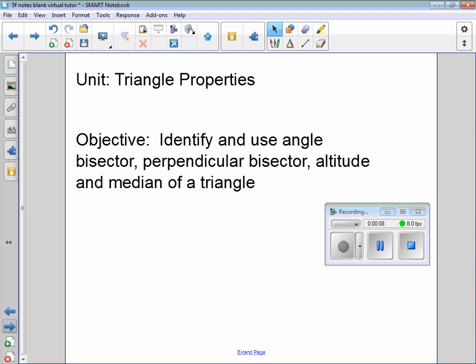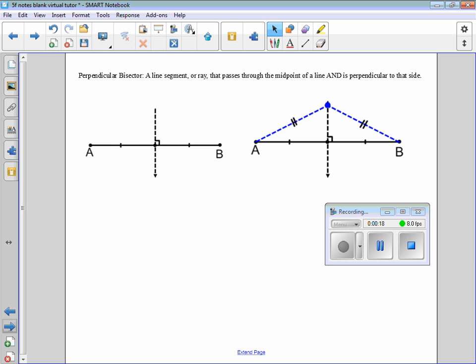This video will cover unit triangle properties. The objective is to identify and use angle bisector, perpendicular bisector, altitude, and median of a triangle. The definition of a perpendicular bisector is a line, segment, or ray that passes through the midpoint of a line. It is perpendicular to that side.